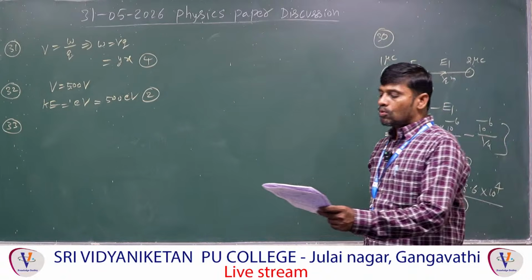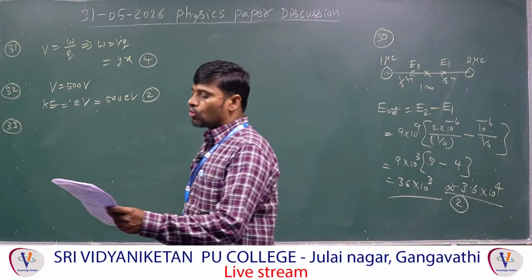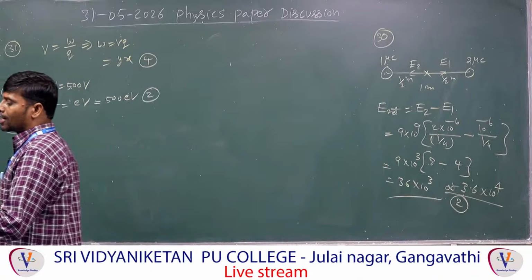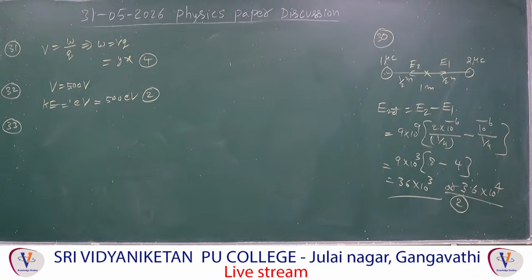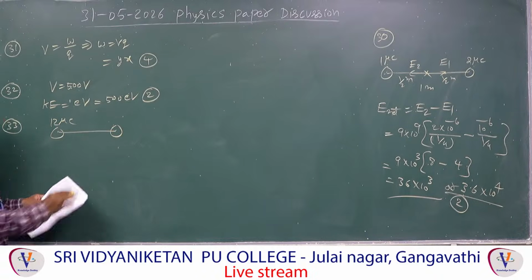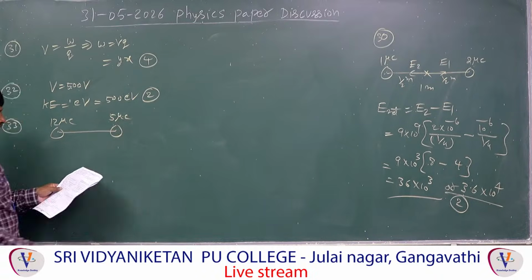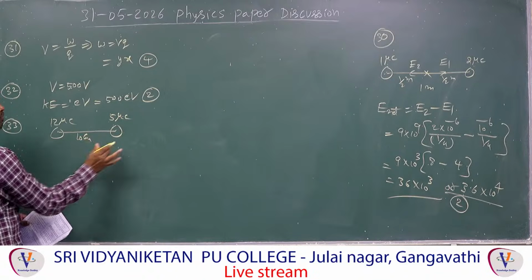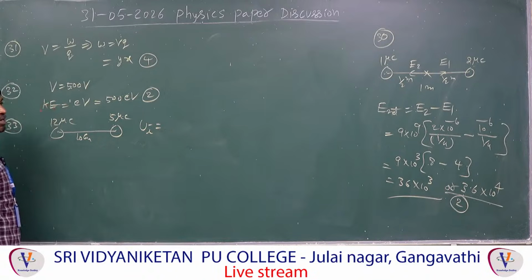The positive point charges 12 microcoulomb and 5 microcoulomb are 10 centimeters apart. What is the work done in bringing them 4 centimeters closer? Initially, the charges are 12 micro and 5 micro. How much is the separation? 10. What is the initial potential energy?